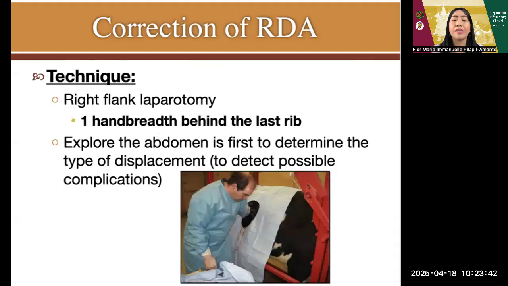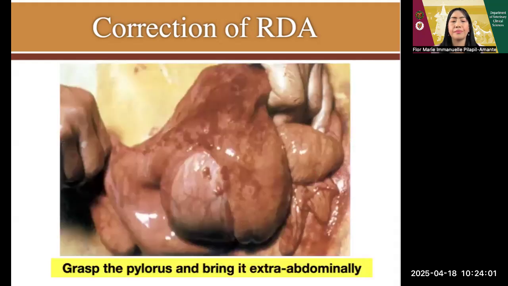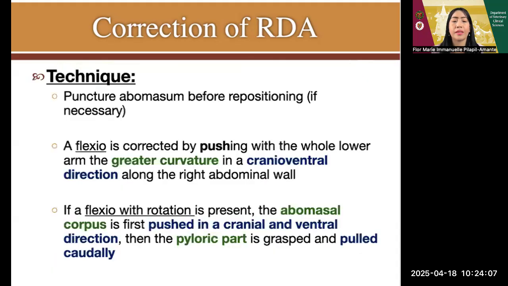To correct it, a right flank laparotomy will be done with the incision located 1 handbreadth behind the last rib. The abdomen will be exposed and explored, first to determine the type of displacement and to detect any possible complications. The pylorus will be grasped and brought out of the incision. The abomasum may be punctured before repositioning to expel gas.